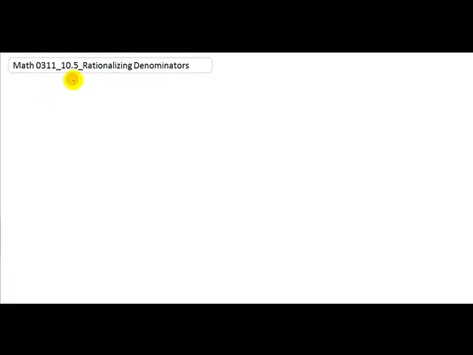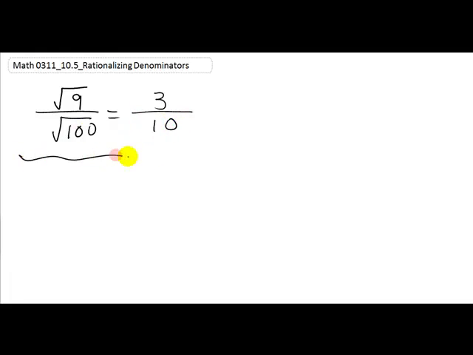Remember in an earlier lesson we talked about how we could not have a radical in the denominator. And what we saw then is that everything we dealt with could be simplified so that we did not have a radical. But what happens when we have something like the square root of 9 over the square root of 37? See, 37 can't be simplified. It's a prime number. So this is where this rationalizing thing comes in.